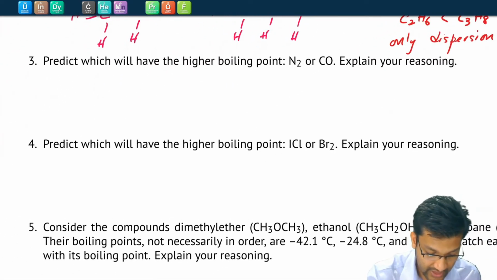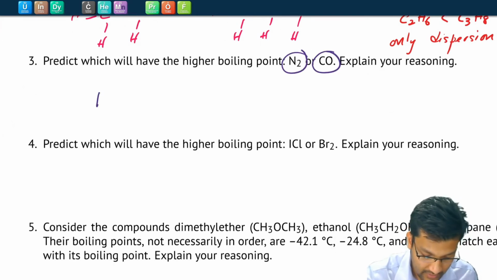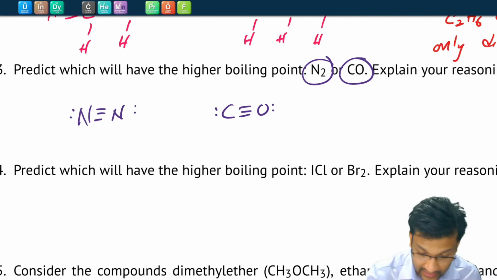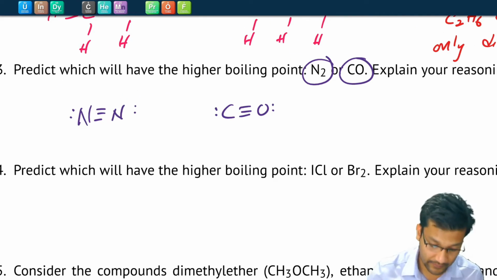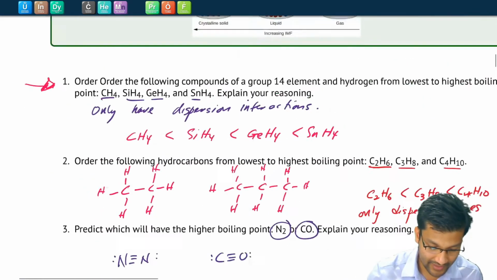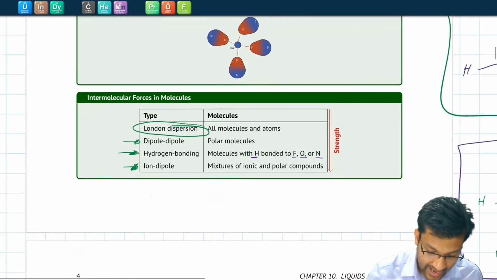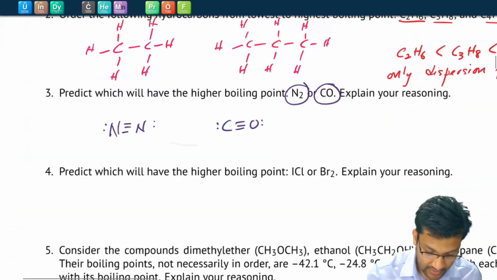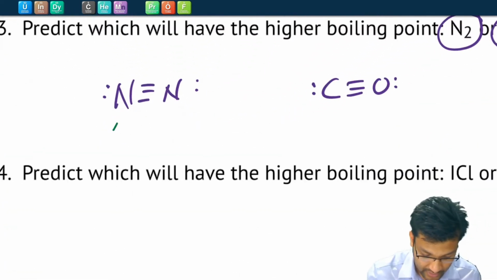Let's look at number 3. If you haven't, please try it on your own first. So we have N2 or CO. N2 will have a triple bond if we did the Lewis structure. CO, similar situation. Let's look at the intermolecular forces that each of these exhibit. Nitrogen will not have ion-dipole, will not have hydrogen bonding, and will not have dipole-dipole interactions, so it will only have dispersion.